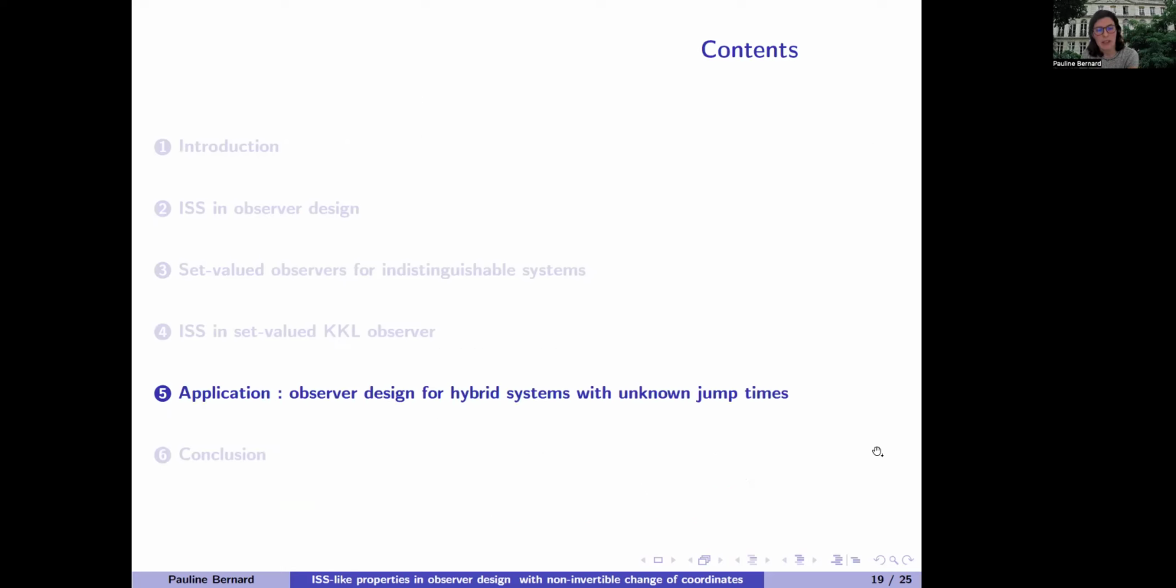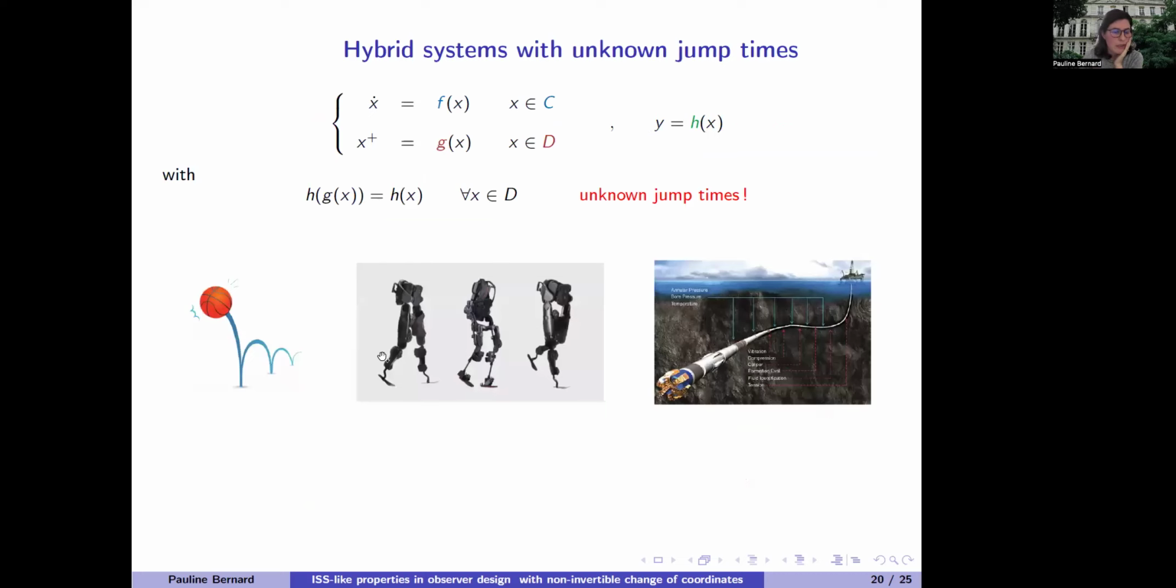And so the application I was mentioning before is for hybrid systems with unknown jump times. Remember I was telling you that in this context, you had an issue because the discrete events were happening at times that you don't know, because the measurement does not change at the jumps. You cannot see anything from the measurements. So you don't know when to trigger the discontinuities in your observer. You don't know when to trigger the impacts.